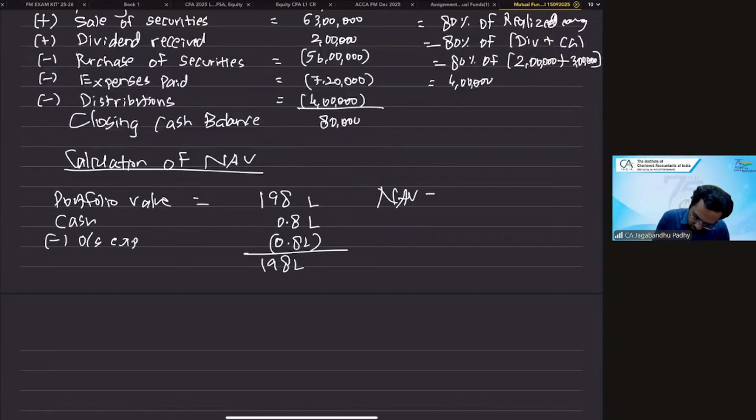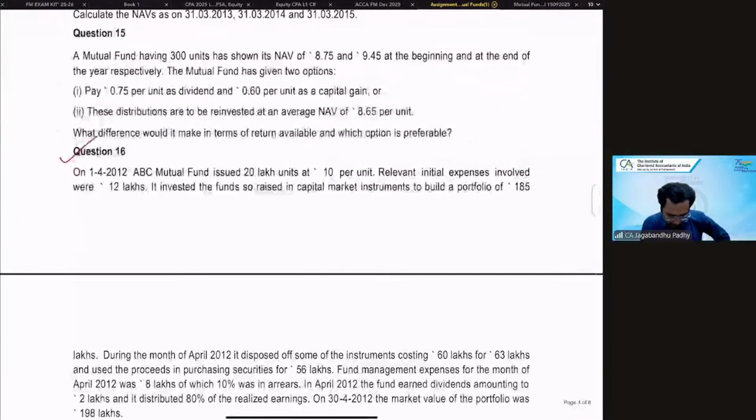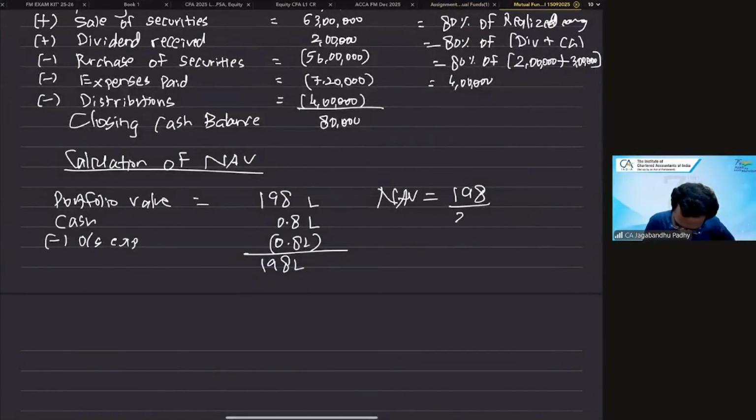And then NAV is going to be 198 lakhs divided by the number of units. What's the number of units? 20 lakh units, right? So 198 divided by 20 is 9.9. Got it, everyone? Yes.